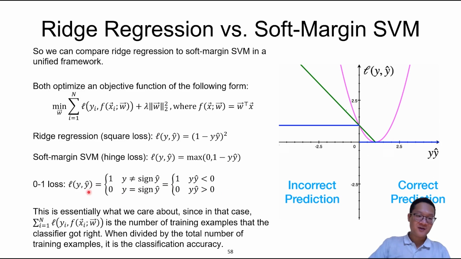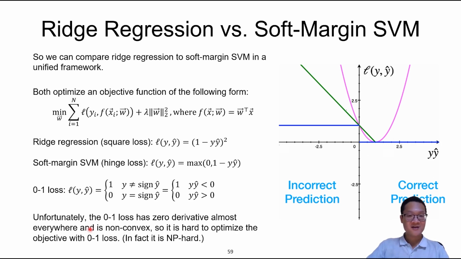So if we use this 0,1 loss, then this summation over the data points is basically the number of training examples that the classifier got incorrectly. So this is exactly the classification accuracy, right? So this is exactly what we eventually want. Unfortunately, this function has zero derivative almost everywhere and is non-convex, so it's very hard to optimize. It's actually NP hard, as we mentioned.